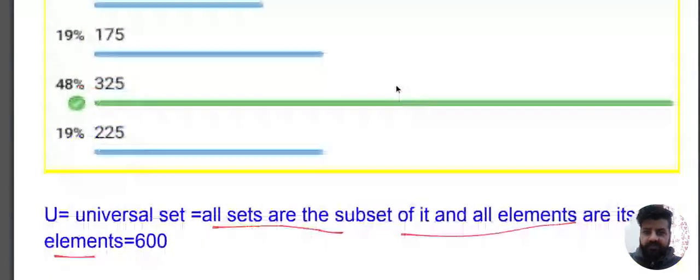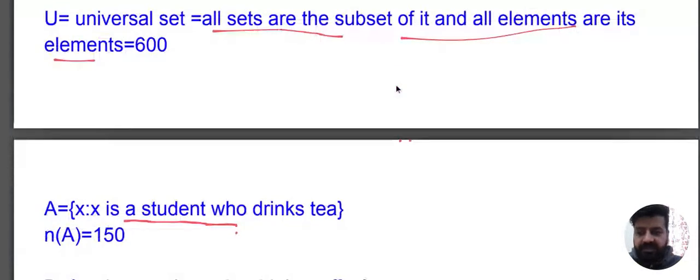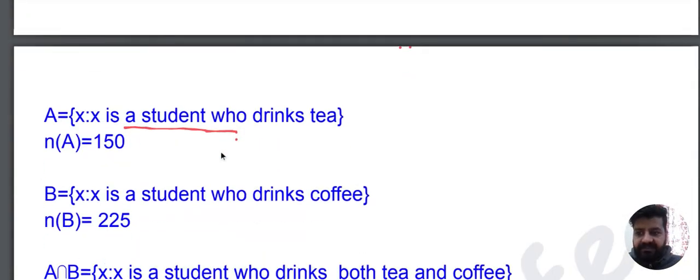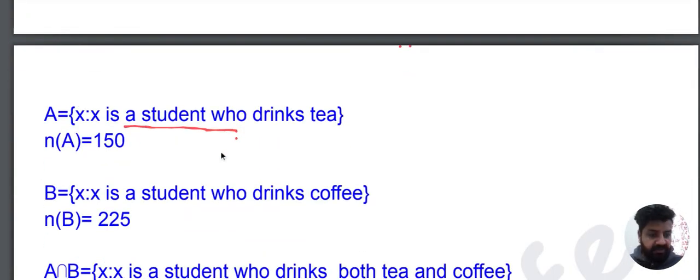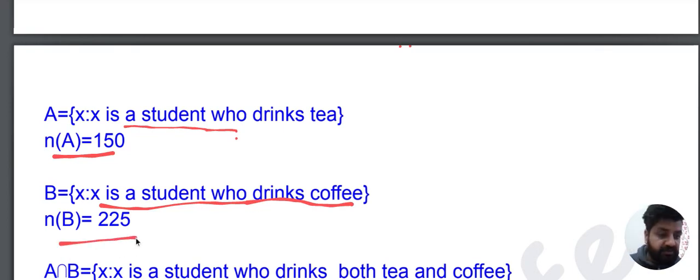So yes, in this question, X is the number of students who consume only tea, which was 150 students. So this is set A. Now we come to set B. What is set B? The set of all X such that X is a student who drinks only coffee. And how many students consume coffee? 225. So 225 students are those who consume only coffee.